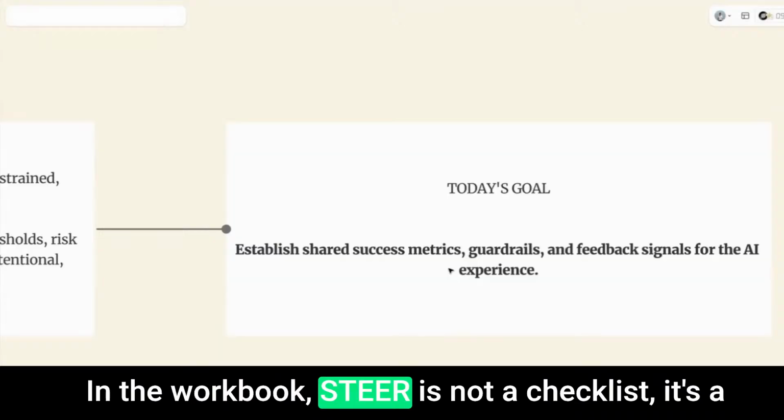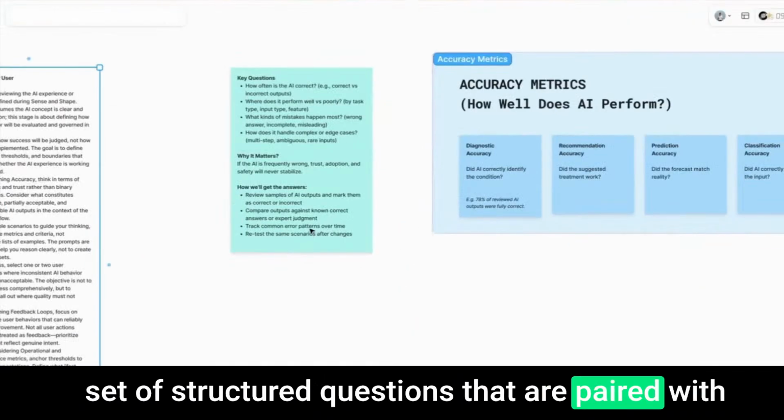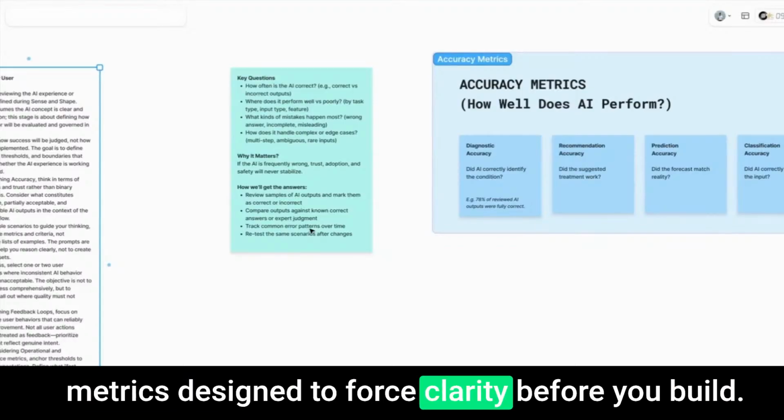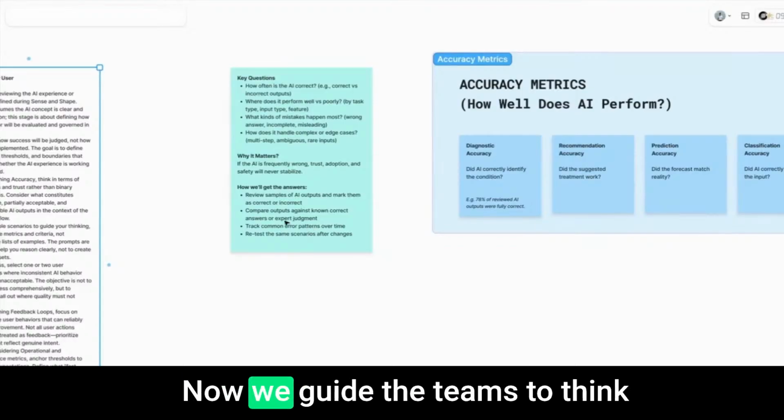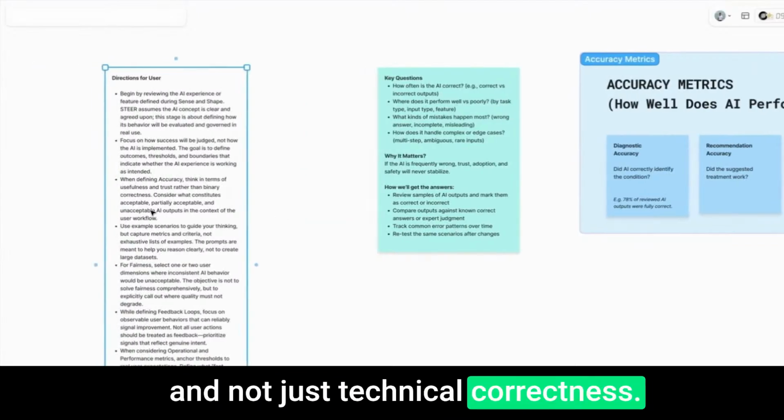In the workbook, Steer is not a checklist. It's a set of structured questions that are paired with metrics designed to force clarity before you build. Now, we guide the teams to think in terms of usefulness and trust and not just technical correctness.